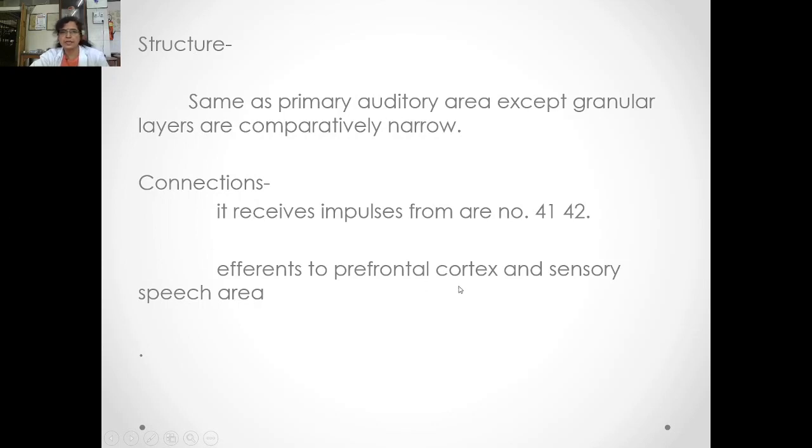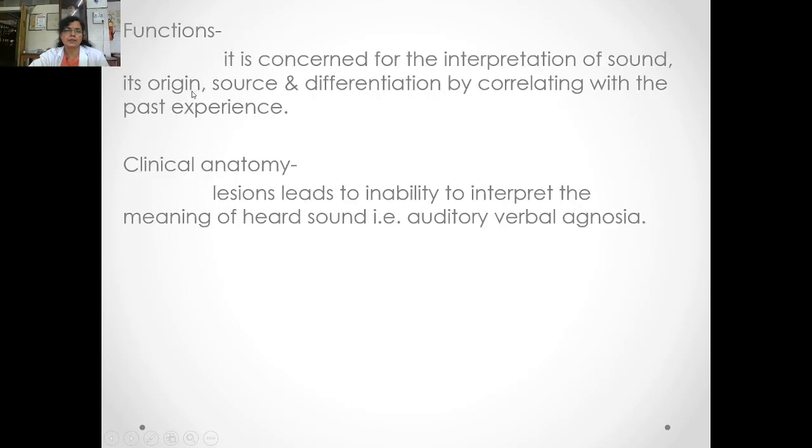to the prefrontal cortex and the sensory speech area. Function of this area: it is concerned with interpretation of sound, its origin, source and differentiation by correlating with past experiences. As it is the association area, it stores the past experiences.